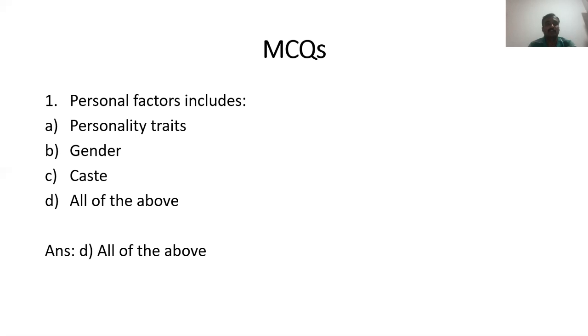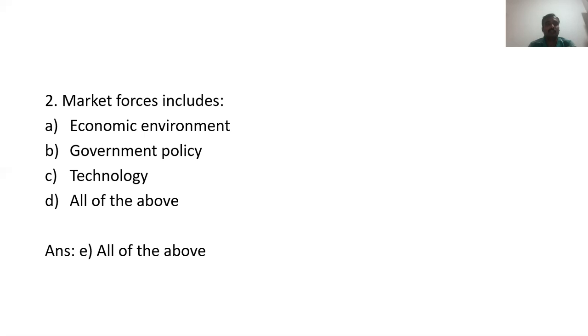First question: personal factors include personal traits, that is personal characteristics, personal features, gender, caste, all of the above. Obviously, personal factors include all of the above, that is personal features, gender, caste, and all of the above. Next, move to the second question.